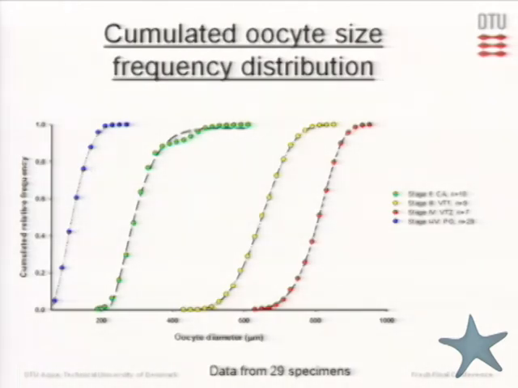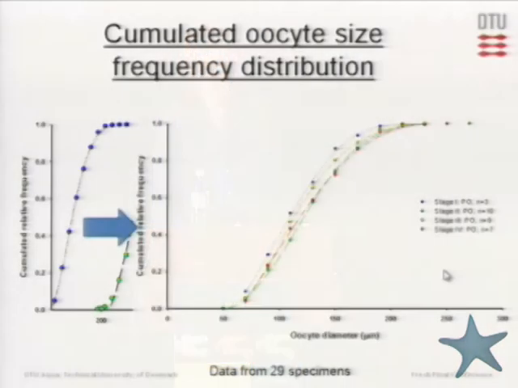If we now change this pattern of the size difference, the size frequency distribution, into cumulated oocyte size distributions, we see first here the primary growth oocytes. They are combined from the 4 different stages, and we see here the primary growth oocytes in stage 1, the juvenile, are slightly smaller than in the other stages, but there is no significant difference between the size in the different stages.